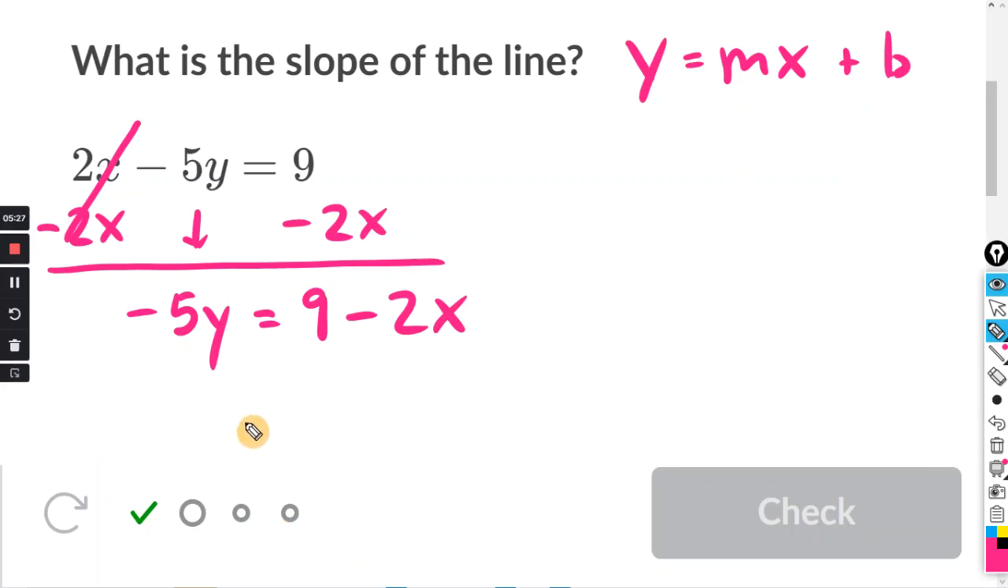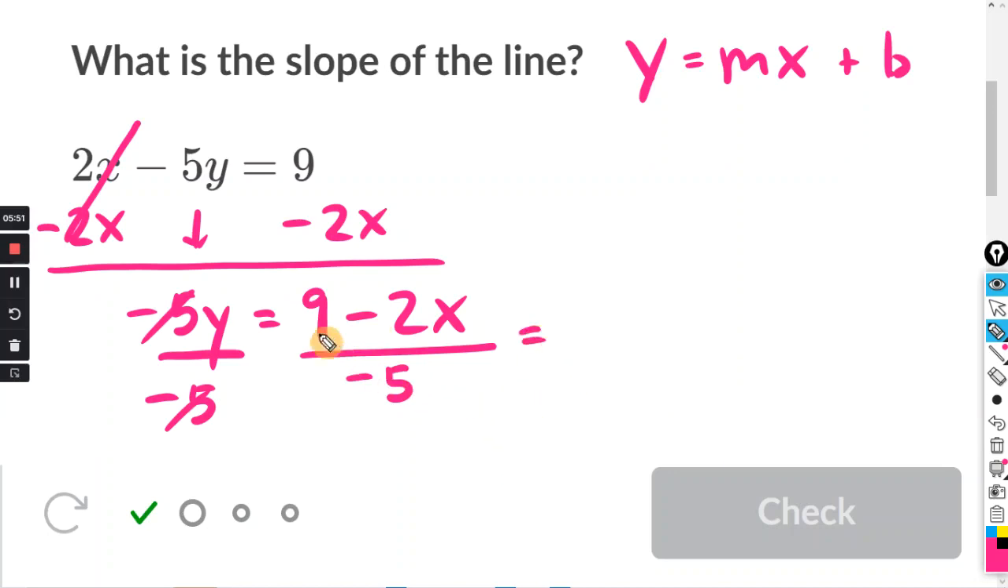Okay, solving for y. This is y times negative 5. The opposite of times negative 5 is divided by negative 5. Again, you want to take this whole thing and divide by negative 5. On the left side, it cancels, and we're left with y equals this mess right here.